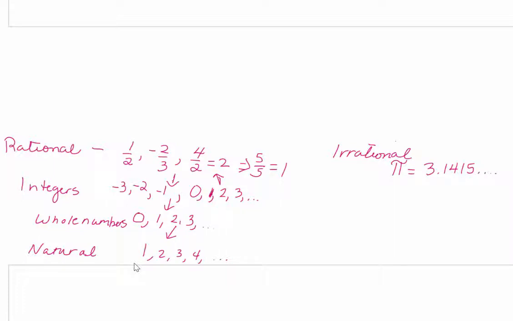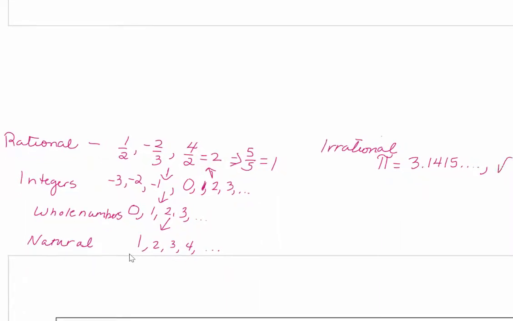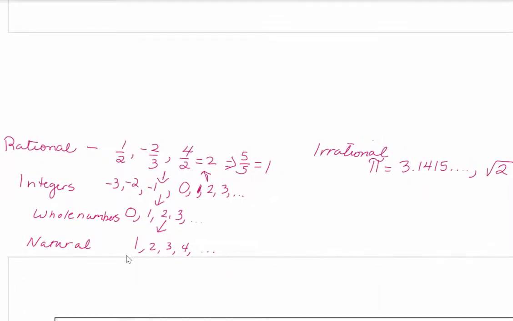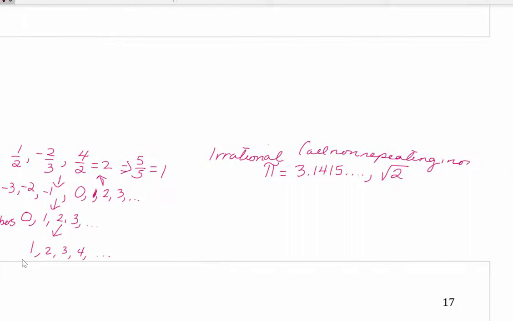Okay? So irrational numbers were pi, other irrational numbers, the square roots of not perfect squares like square root of 2. If you put that in your calculator, you'll see that you get a decimal that doesn't end and doesn't repeat. So all non-repeating, non-ending decimals are irrational. Okay? Non-ending, non-terminating decimals.